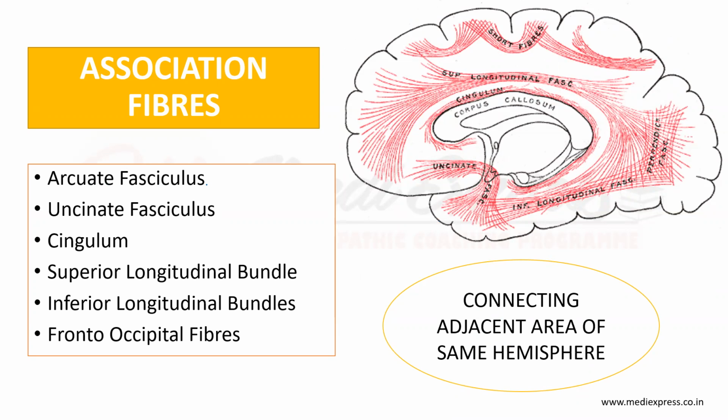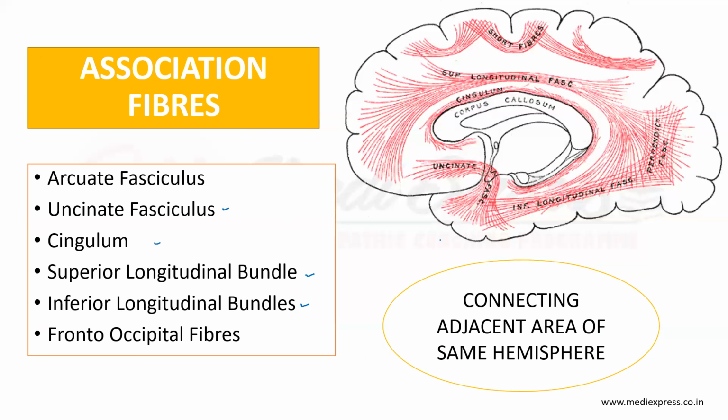For example, there is the arcuate fasciculus. There is the uncinate fasciculus also. Remember, over here you can see it is connecting the adjacent area of the same hemisphere. Then the cingulum, the superior longitudinal fasciculus or bundle, the inferior longitudinal fasciculus or bundle, and the fronto-occipital fibers. These are the examples of association fibers, nothing but the fibers that connect the adjacent areas of the same hemisphere.